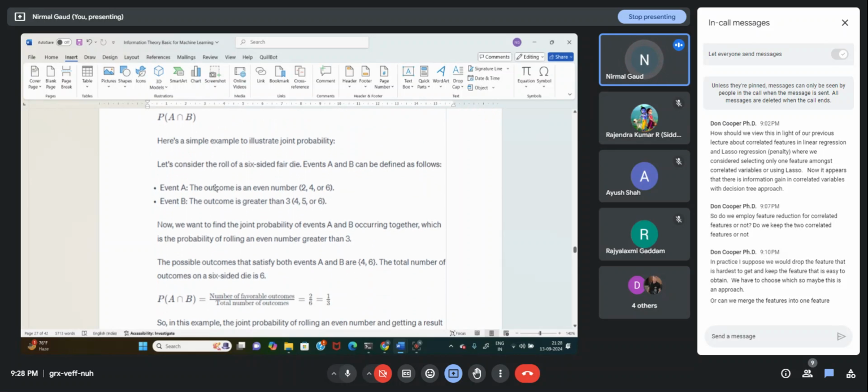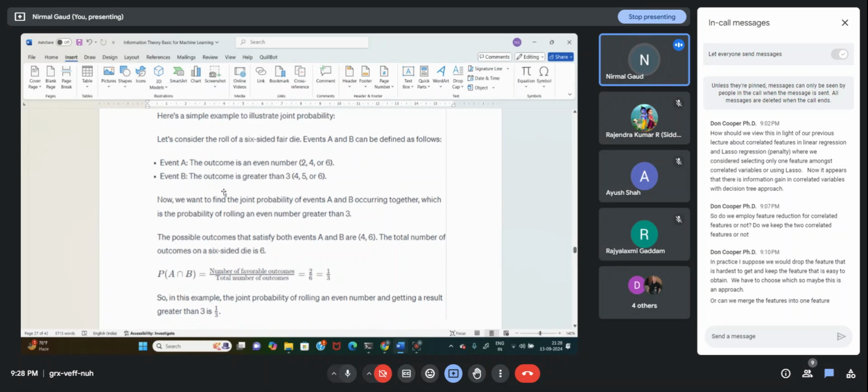Let's take an example to make it more clear. This is event A, the outcomes are 2, 4, 6. This is event B, the outcomes are 4, 5, 6. If you want to find the joint probability of events A and B occurring together, it is the probability of rolling an even number greater than 3. Event A is that the outcome is an even number. Event B is that the outcome is greater than 3.